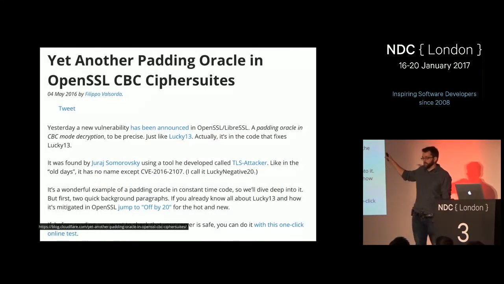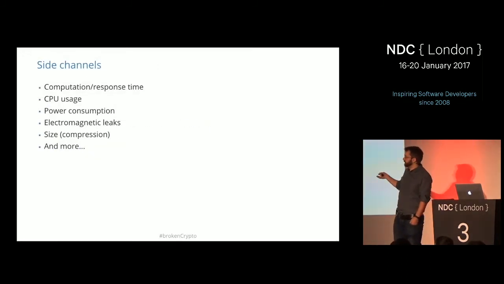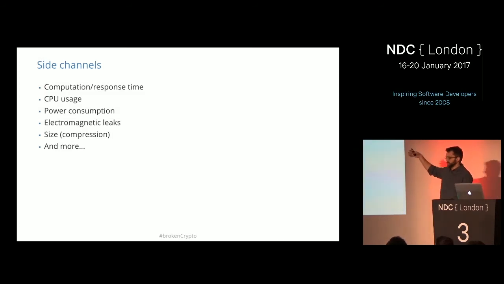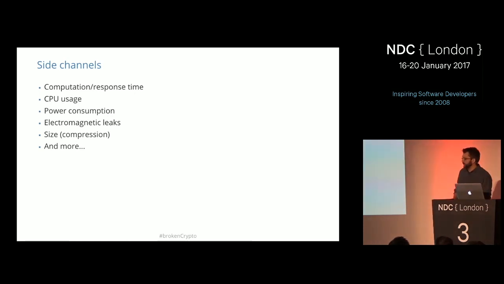This was actually a timing problem, the one I just talked about. And there are a lot of other of these side channels, as we call them as well. It could be response time or computation time. It could be CPU usage. It could be power consumption, if you can measure power consumption. That's something they often do if they're attacking chips on smart cards or things like that. It could be electromagnetic leaks. It could be the size and more stuff.